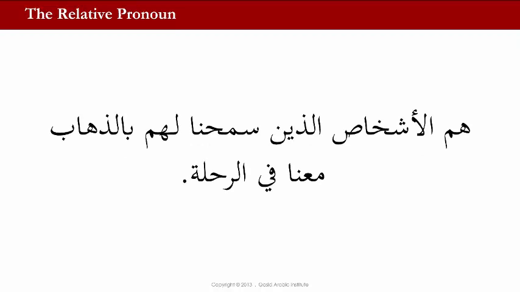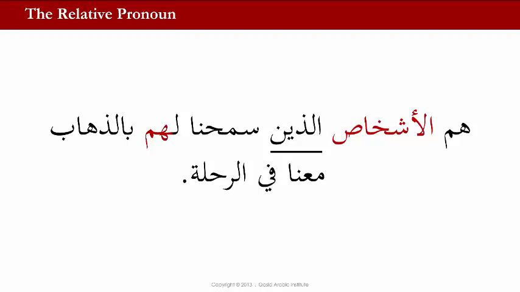Let's look at one final example. هم الأشخاص الذين سمحنا لهم بالذهاب معنا في الرحلة. Here we have a plural. هم الأشخاص. They are the ones. Now, because al-ashkhas is masculine and plural, we need a relative pronoun that is masculine and plural, because al-ashkhas is definite. So we have al-ladhina. Hum al-ashkhas al-ladhina. Now, how does it connect to our subordinate clause? We need a pronoun.